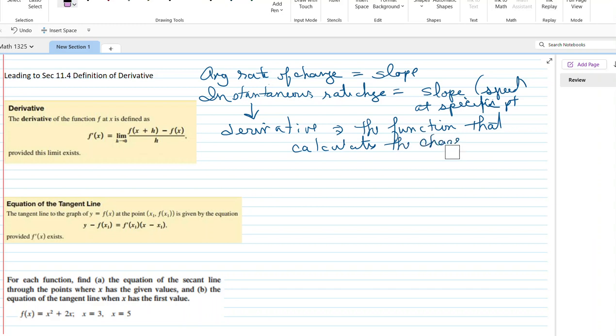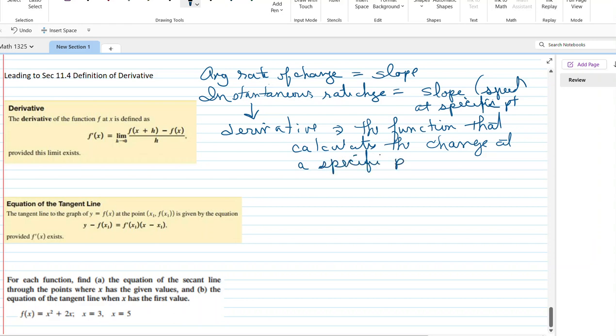Can't spell. Sorry about that. All right. So we're saying now a derivative is the function that calculates the change at a specific point. And again, it's the difference quotient. Now, the equation of a tangent line.